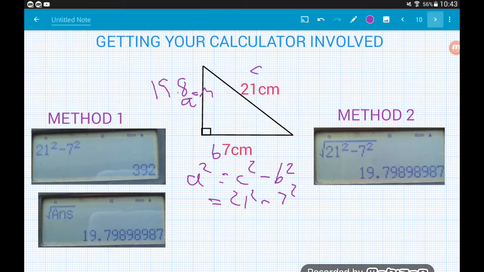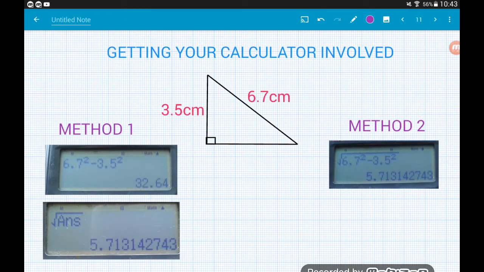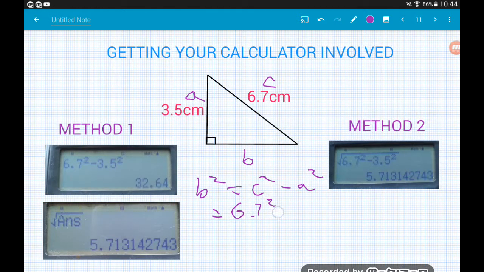Okay, let's check out one more. So let's label our triangle A, B and C. This time we're looking for B. So B squared is equal to C squared minus A squared, which this bad boy is going to be 6.7 squared minus 3.5 squared, which I definitely don't want to do in my head. So it's a calculator question.